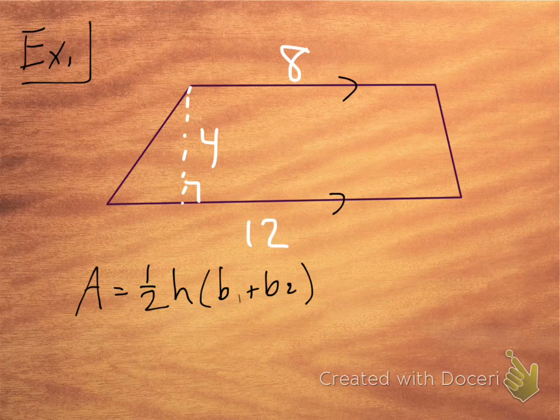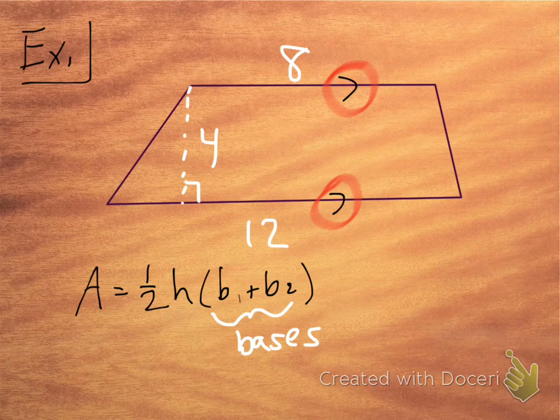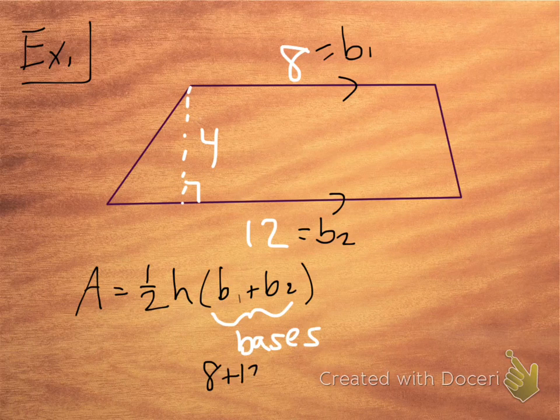Okay, so let's see what's given to us. Well, again, b1 plus b2 is the sum of the bases, right? So the sum of the bases. To be clear here, we know they're the bases because they're parallel to each other. So b1 we can call 8, and b2 is 12. So we know we're going to have 8 plus 12 here.